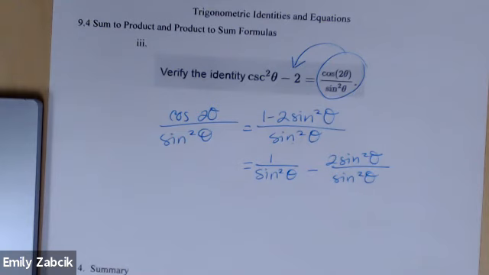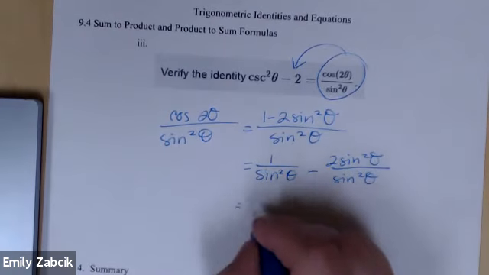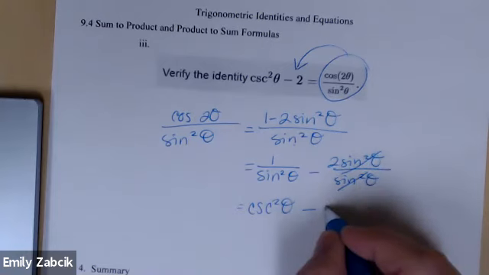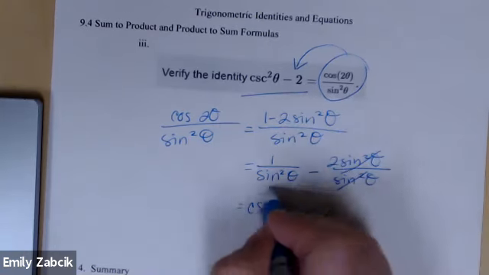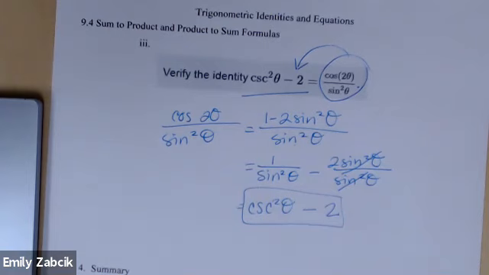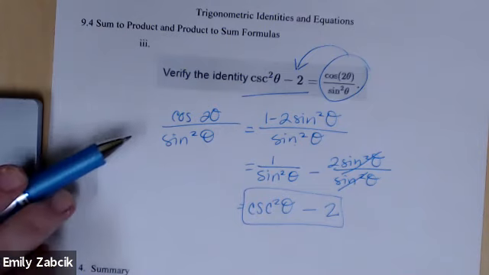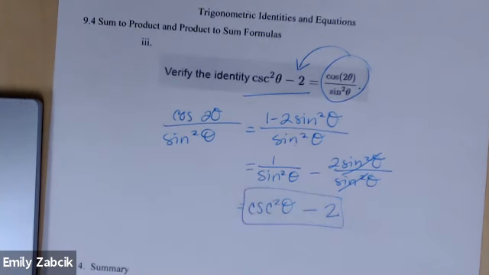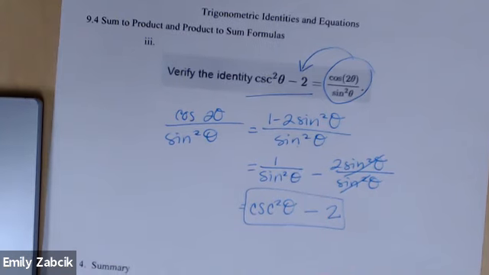You with me? Cleaning this up, 1 over sine squared gives me a cosecant squared, minus, these cancel, 2, and that's what I was trying to achieve. So here's a problem pulling everything together, and this goes back into 9.3. It works with our double angle on the top, also works with your reciprocal identity, and finishes up all of 9.4. And so to summarize and end it, ooh, perfect timing in here.